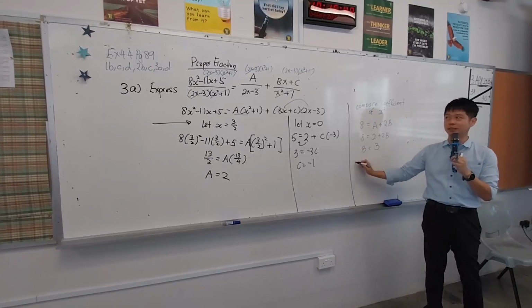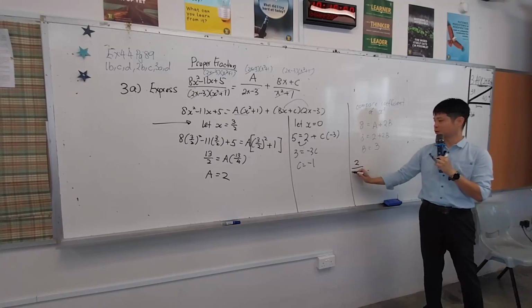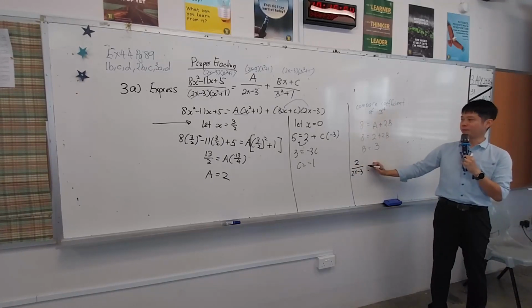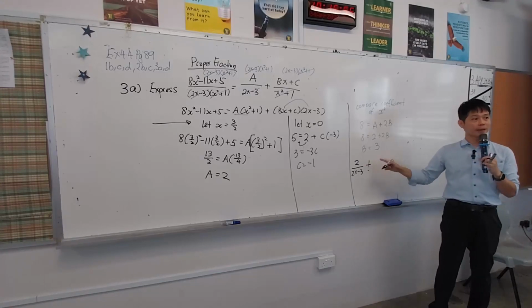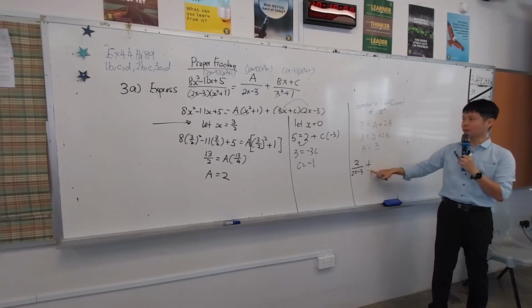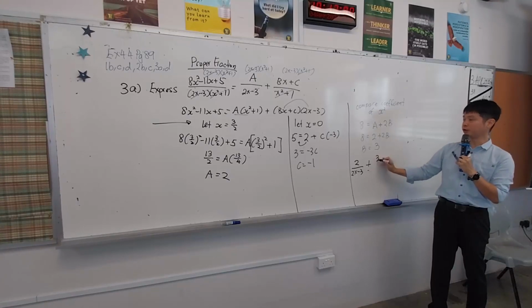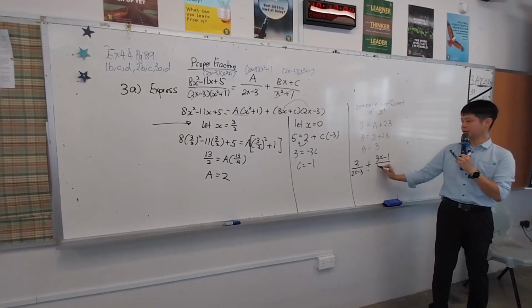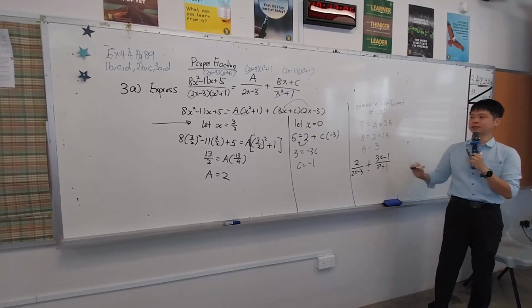And finally, please don't lose this one mark. 2 over 2x minus 3, and bear in mind there can only be one sign down here. So don't put plus minus. It's either plus or minus. So I put plus here. My B is 3. My C is negative 1. And I have x squared plus 1.